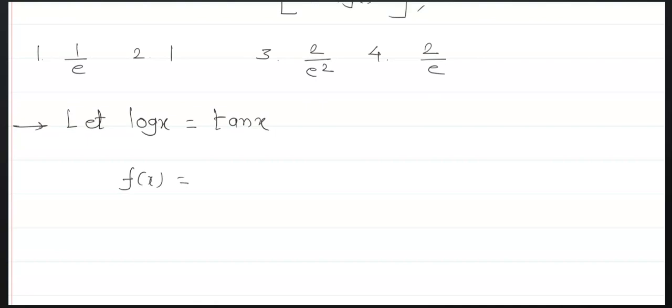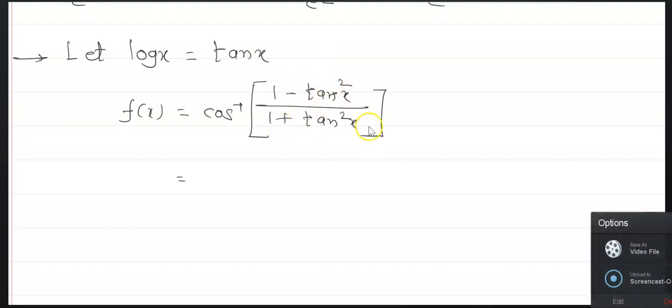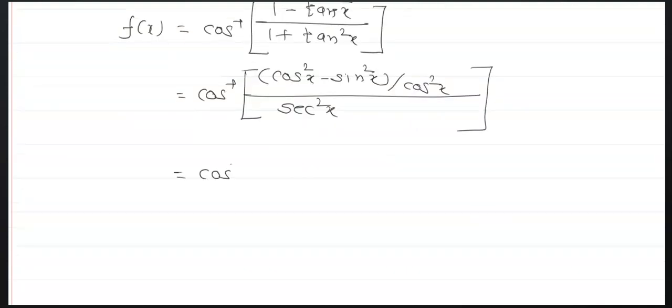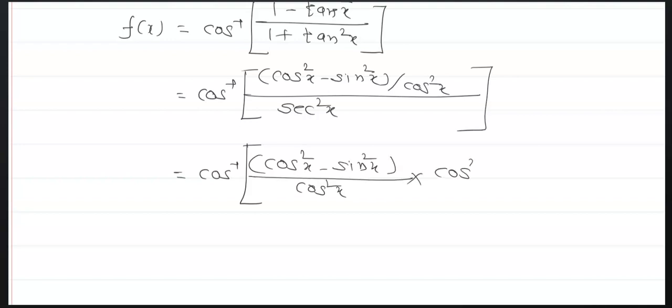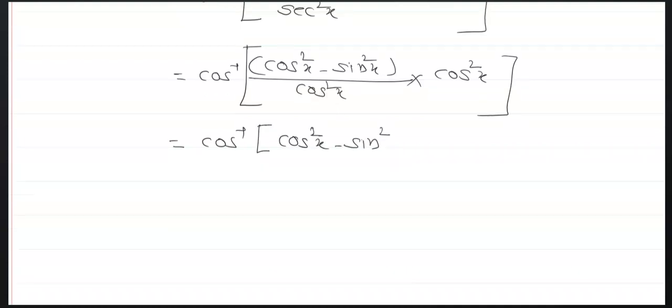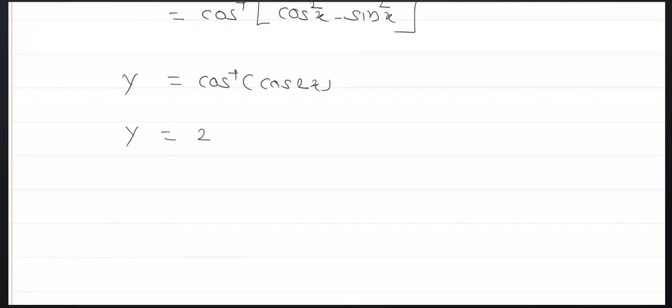Let log of x be equal to tan of theta, and we substitute here. Therefore, f of x is equal to cos inverse of (1 minus tan square theta) upon (1 plus tan square theta). If you solve it, you will get (cos square theta minus sin square theta) upon cos square theta upon sec square theta. The cos square theta from numerator and denominator get cancelled. You will get cos inverse of (cos square theta minus sin square theta), which is cos inverse of cos of 2 theta, and that is y is equal to 2 theta.